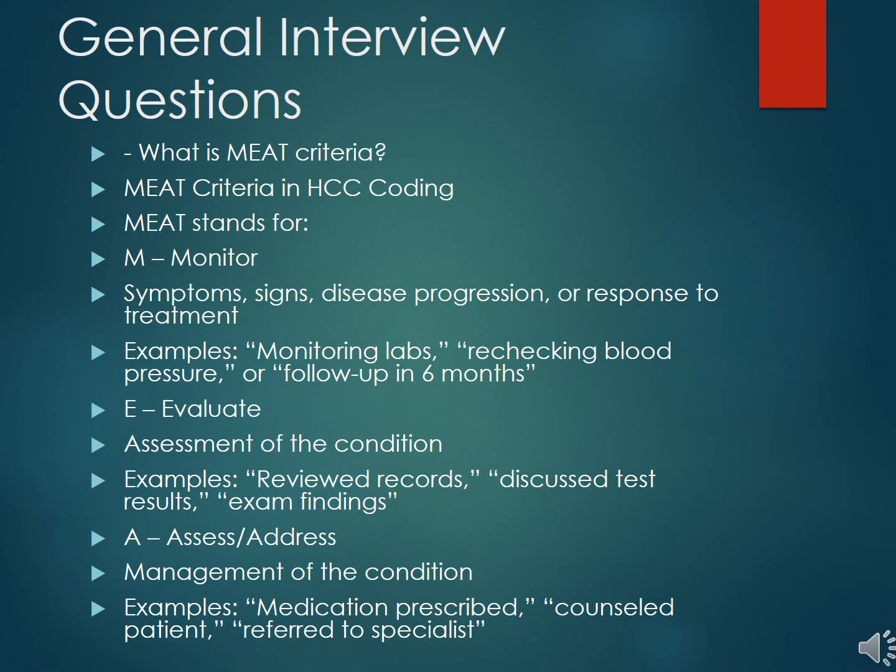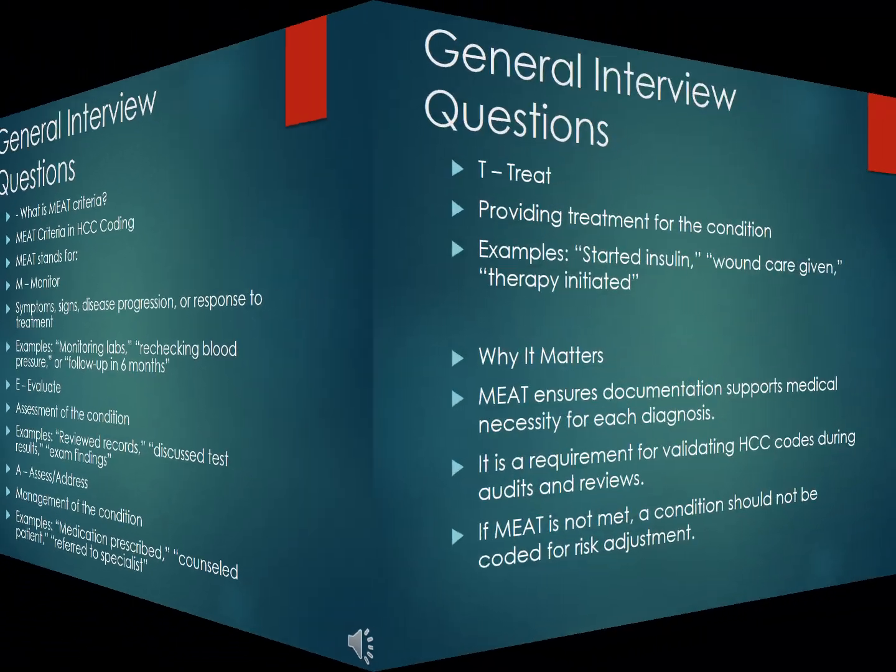General interview questions. What is MEAT criteria? MEAT criteria in HCC coding. MEAT stands for: M, Monitor: symptoms, signs, disease progression, or response to treatment. Examples: monitoring labs, rechecking blood pressure, or follow up in 6 months. E, Evaluate: assessment of the condition. Examples: reviewed records, discussed test results, exam findings, I assess. A, Address (Assess): management of the condition. Examples: medication prescribed, counseled patient, referred to specialist.